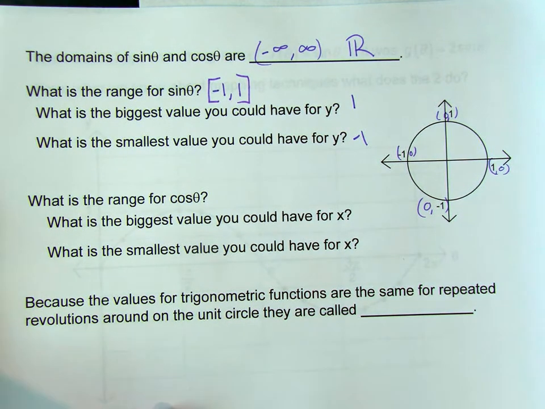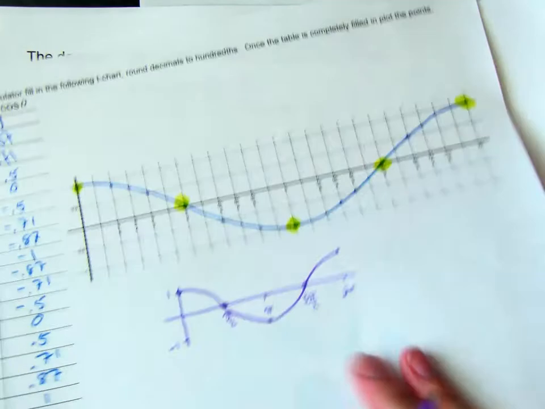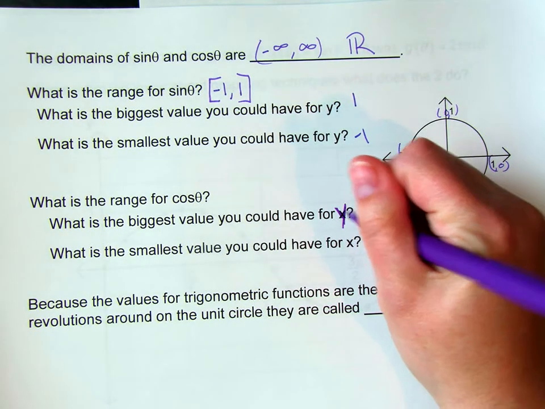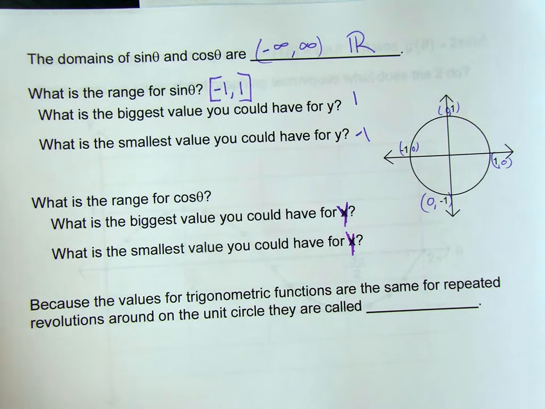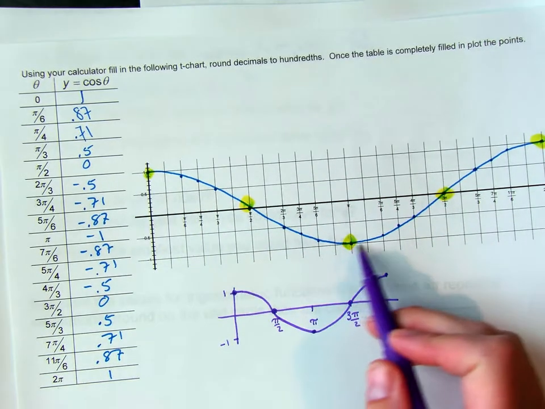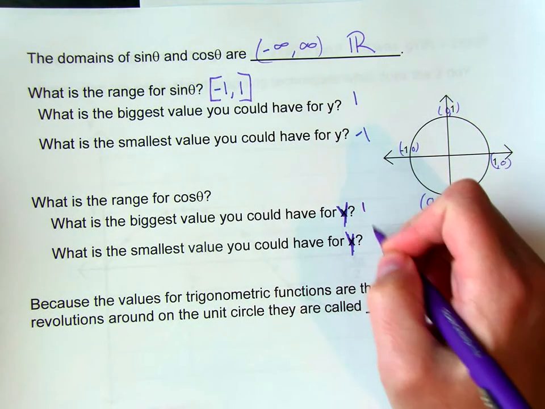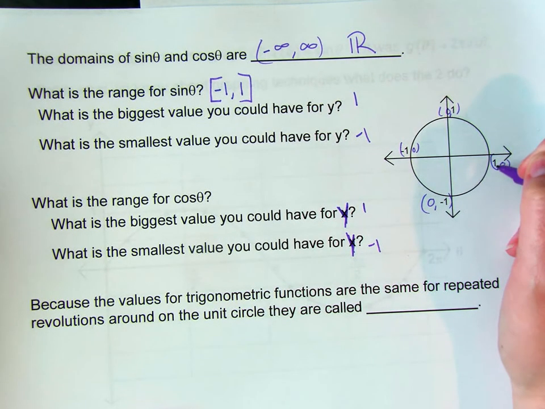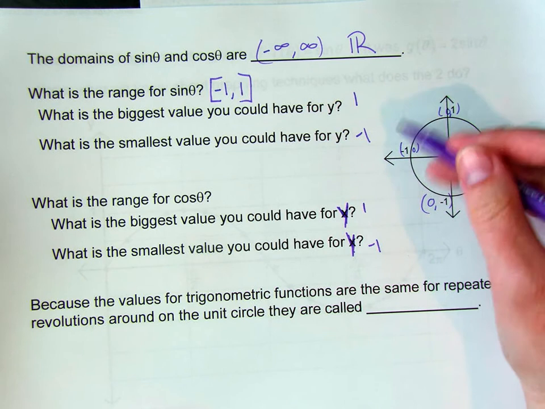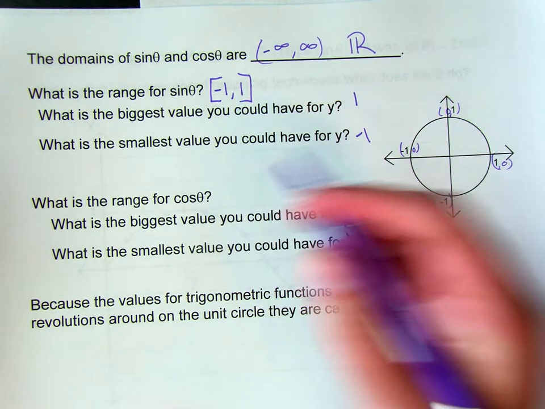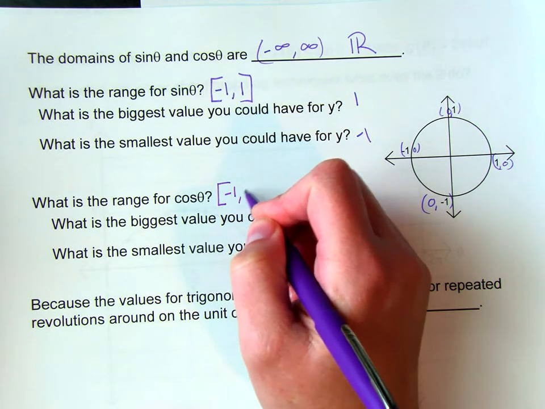Okay, now for cosine, what's the biggest y value? I wrote x here, sorry, that is a typo, this should say y. What is the biggest value you could have for our y values on here? Again 1 and negative 1. If we are talking about our unit circle, our x values are our cosine for the ordered pairs. So 1 and negative 1. So again, our range is negative 1 to 1.